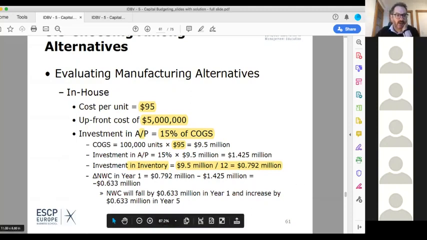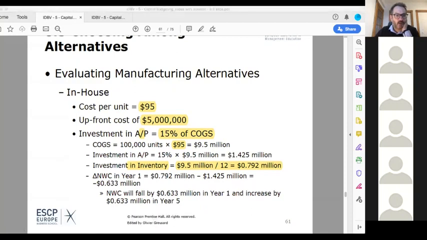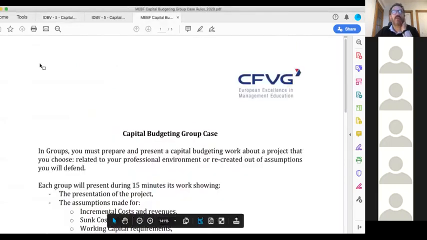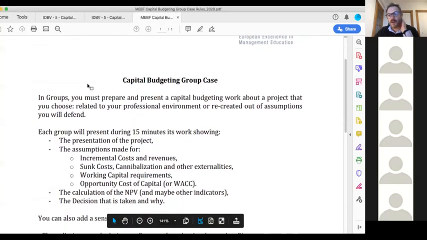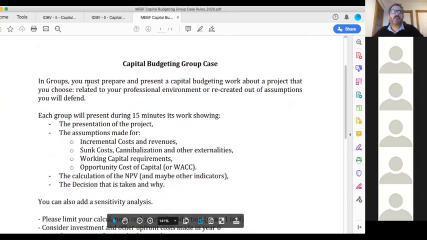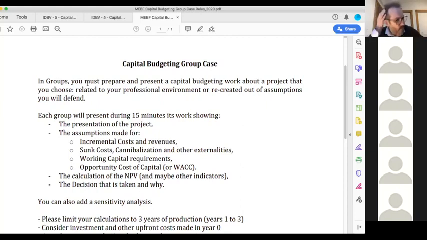Let's just share the group work rules. You must see it now, I guess. Okay. So in groups, you must prepare and present a capital budgeting work about a project that you choose, related to your professional environment or recreated out of the assumptions you will defend. So think about it in a group. Okay, what could it be? The product, and then you have to create, to calculate, to go to the NPV and IRR calculation.